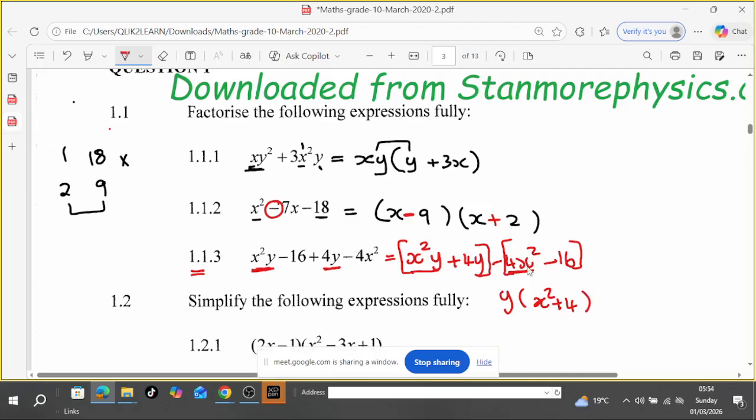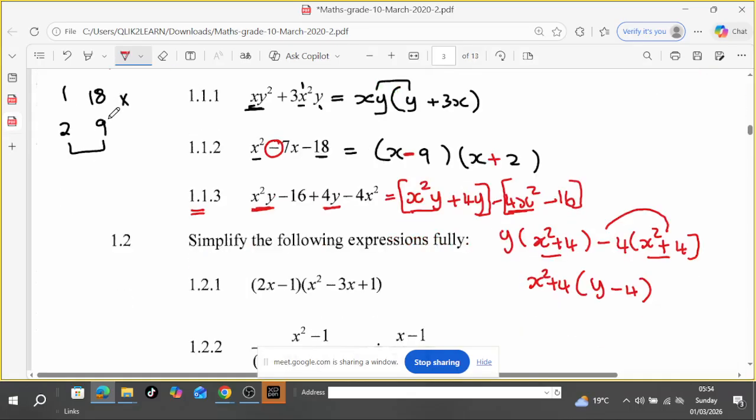Close the bracket. Now 4 can divide 16, so I need to take 4 out as a common factor. I'll be left with x squared plus 4, because if we multiply out the bracket with the negative, this will give us negative 16. So look at this. I still have the common factor again, which is x squared plus 4. Then inside the bracket, I'm left with y minus 4. Is this making sense? Are you happy with that? Yes. 100%? Yes.